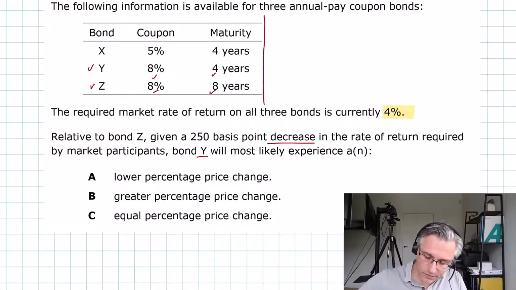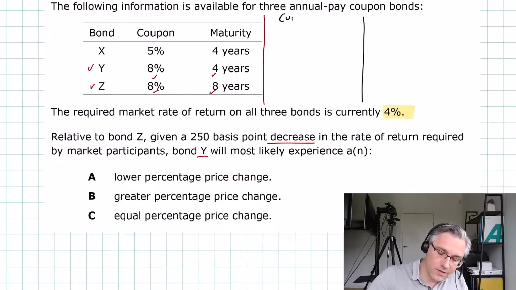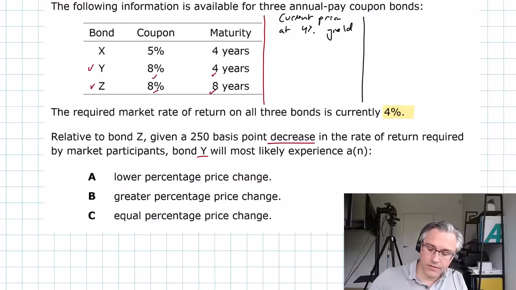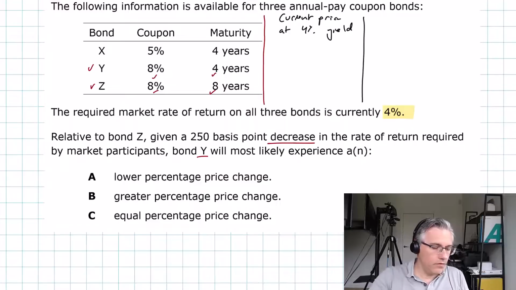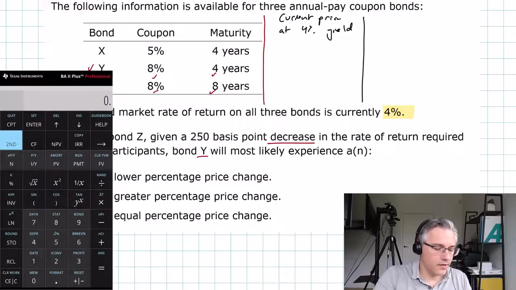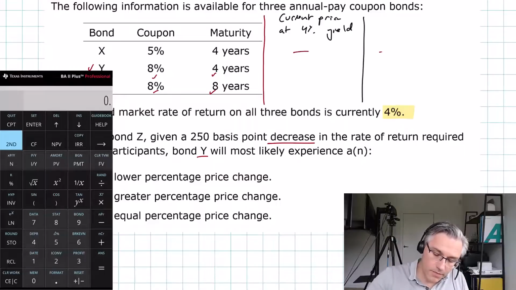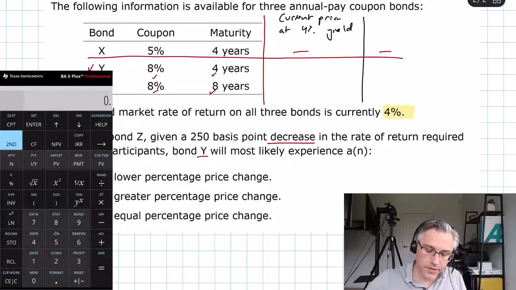I'll do them with you just for the sake of practice and kind of proving the point. Let's start with the current price, obviously at the 4% yield, and then we're going to change the yield, but this time decrease it by 250 basis points. Good. So take my calculator, clear the time value of money, second FV, and I don't care about the top bond anymore. I now only care about Y and Z.